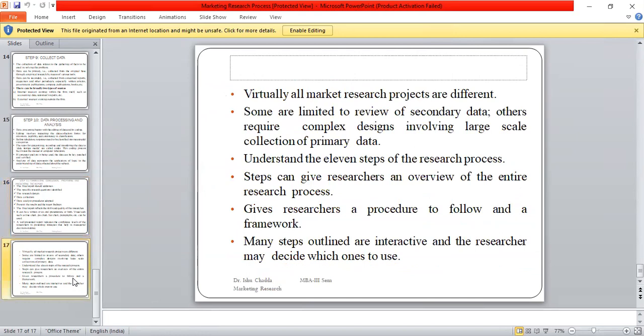Virtually all market research projects are different. Some are limited to a review of secondary data, others require complex decisions regarding large-scale collection of primary data. Understand these 11 steps of the research process properly. The steps give an overview of the entire research process and give researchers a procedure to follow and a framework. Many steps outline an iterative process, and the researcher may decide which one to use.